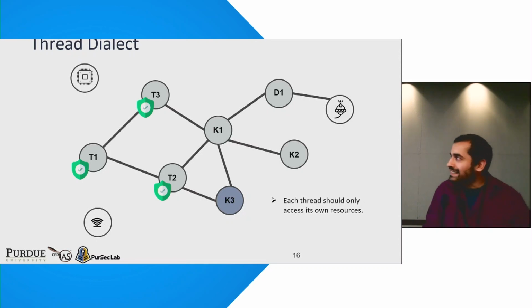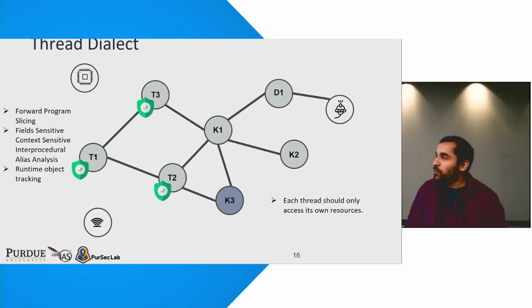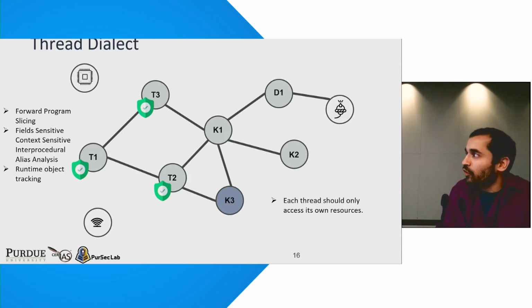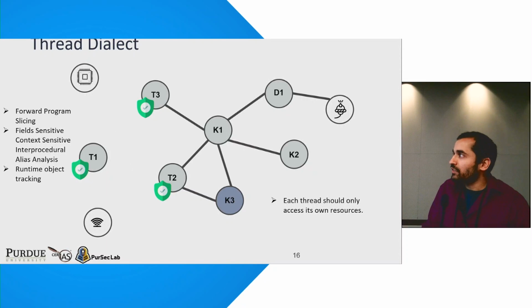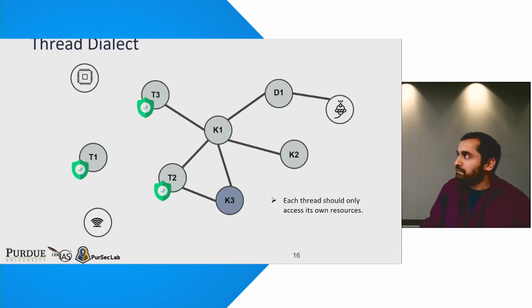Next, we also ensure that each thread only accesses its own resources. To this end, we conduct a couple of analyses. For static resources, we conduct a forward program slicing analysis. We conduct a field-sensitive, context-sensitive interprocedural alias analysis. And for dynamic objects, we conduct runtime object tracking. So after this step, we just get rid of all the dependencies between different threads. Let's call this analysis inter-thread isolation analysis, because I'm going to use this analysis again and again in the future.